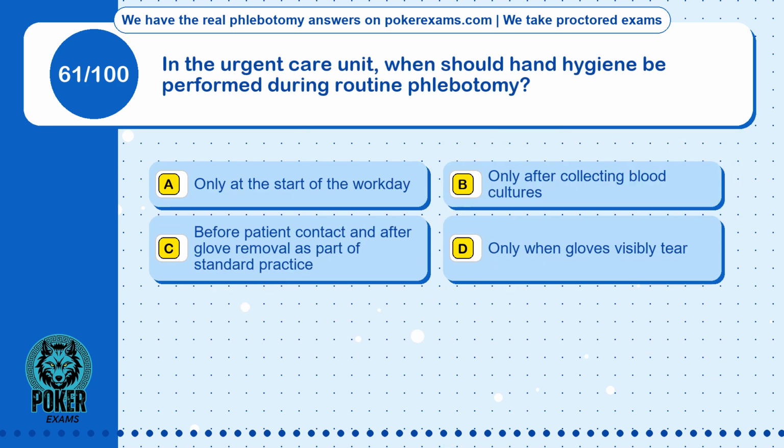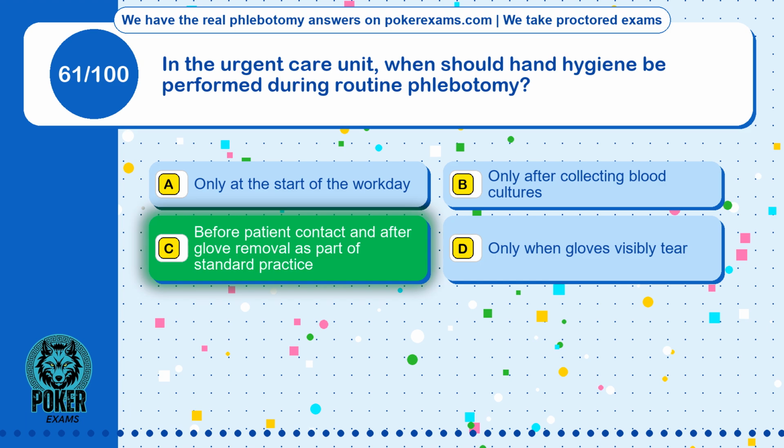Question 61. In the urgent care unit, when should hand hygiene be performed during routine phlebotomy? Option A. Only at the start of the workday. Option B. Only after collecting blood cultures. Option C. Before patient contact and after glove removal as part of standard practice. Option D. Only when gloves visibly tear.